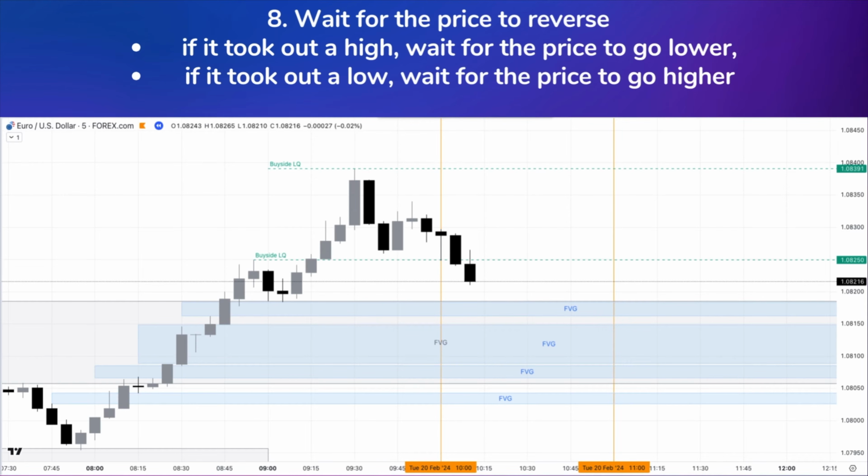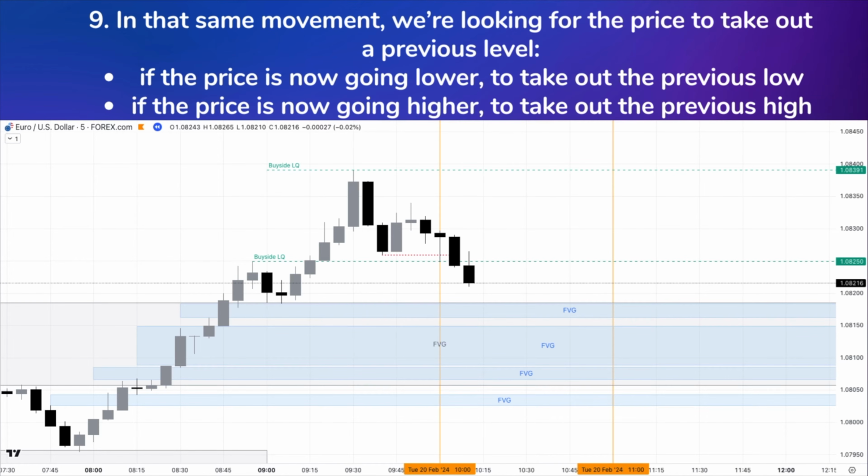It's very important that after the price has taken the buy side liquidity level, in this case, and it has formed a new high, that we wait for the price to reverse. And so in our case, to wait for the price to go lower. Step number 9. In that same movement of the price going, in our case, lower, we're looking for the price to take out a previous level. And so if the price now is going lower, we're going to wait for the price to take out the previous low, which you can see here with a red dotted line.